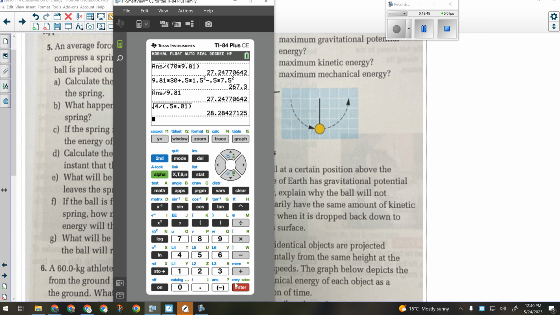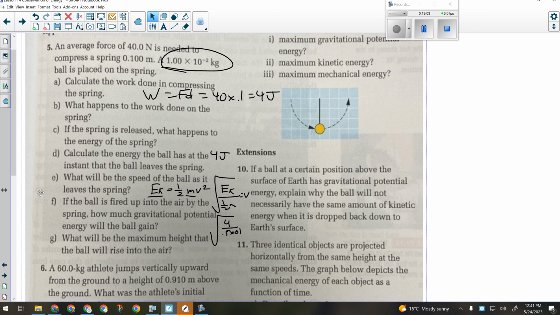It's going to leave it at 28.3 meters per second. The car didn't go that fast. But the ball is going to, because it only has a mass of 10 grams. It's very, very small. It's probably like a small marble or something. Everyone understand what we did for E?